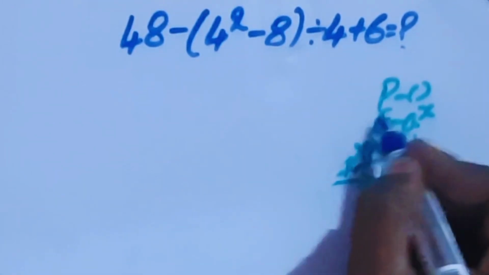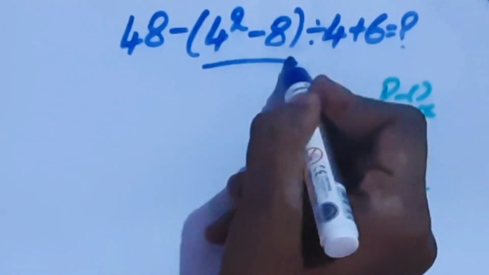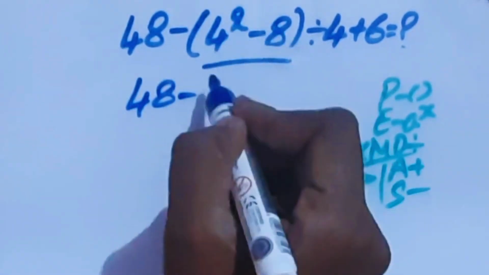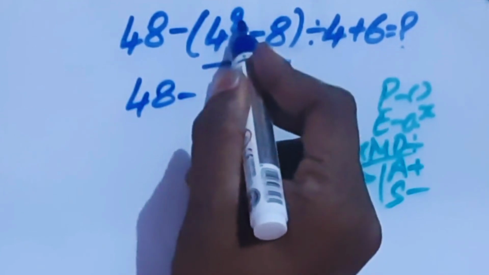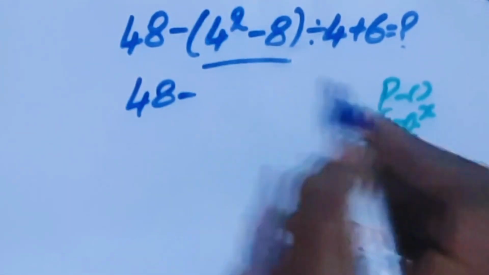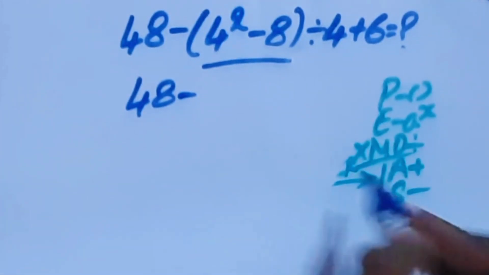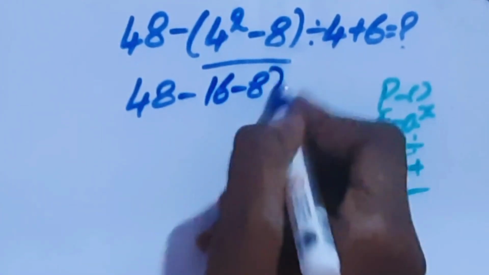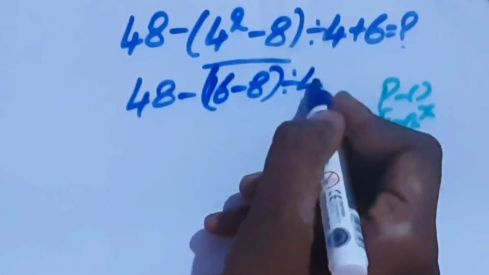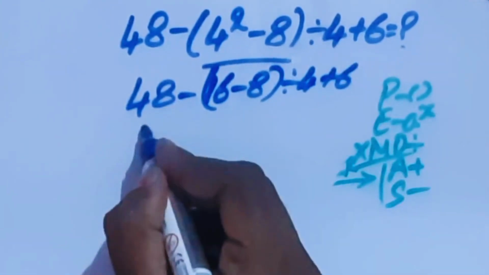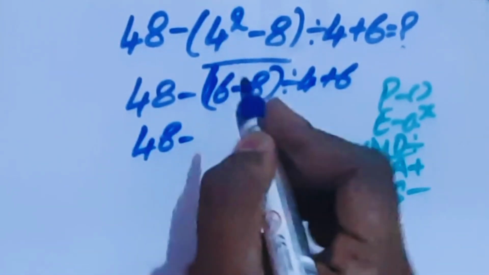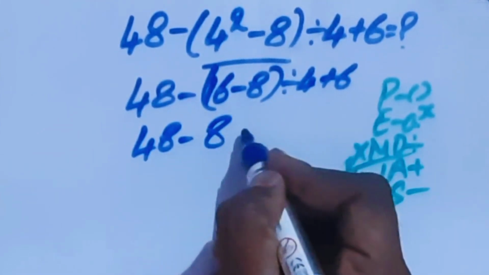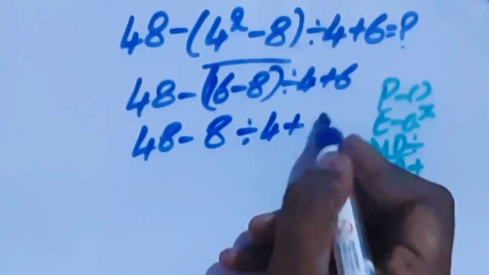As per this order of operations PEMDAS, the bracket is higher priority. So we have to do this bracket before this operation here. 48 minus, inside the bracket we have two operations. One is the exponent, the other one is subtraction. Here exponent is higher priority than subtraction, so we have to do this exponent before the subtraction. Here 16 minus 8 in bracket divide by 4 plus 6. Here 48 minus, this bracket is 16 minus 8 is 8 divided by 4 plus 6.